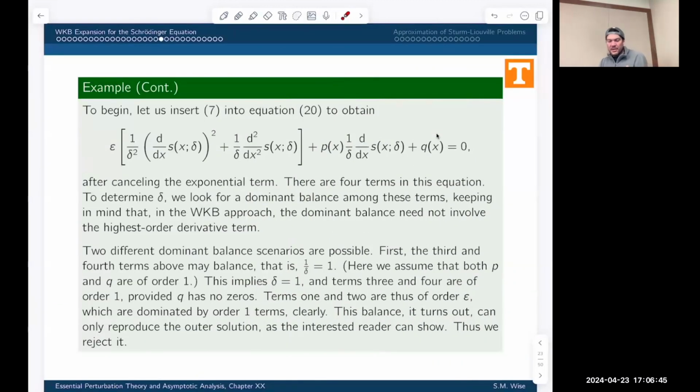Now, to begin with, we're going to insert our approximation, or solution ansatz, into the equation. And then we try to determine delta from dominant balance. The first thing we do, of course, is, because we're assuming the solution has an exponential form, that exponential term appears in every term, again because of linearity, and I'm going to use the cancellation property to get rid of that.